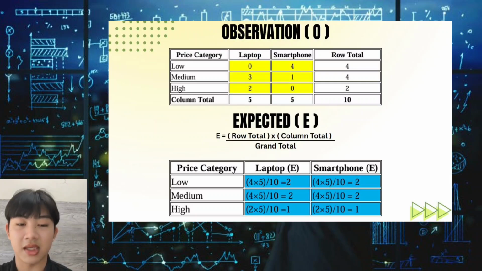Third, the prediction, expected. Next, the expected table. This is what we would predict to see if the null hypothesis was perfectly true, meaning there was absolutely no difference between laptop and smartphone price patterns. We can calculate each predicted value using a simple formula: expected equals row total multiplied by column total, then divided by the grand total. Look at the high price category for laptops. The formula takes its row total 2, multiplies it by its column total 5, and divides by the grand total 10 to get the expected value of 1.